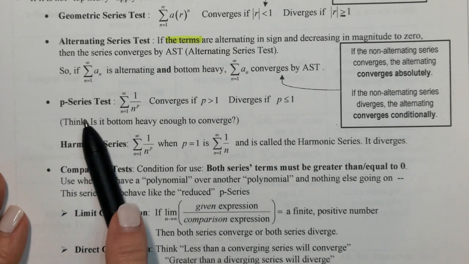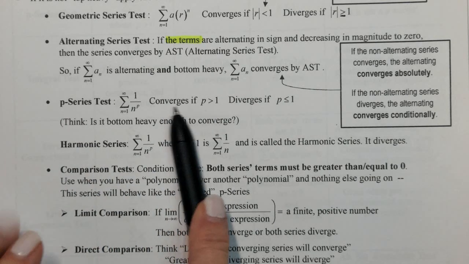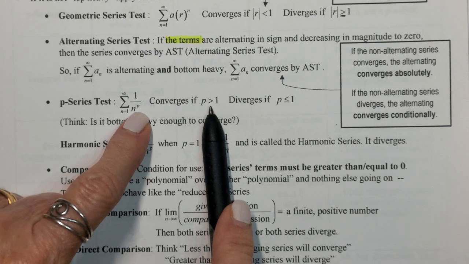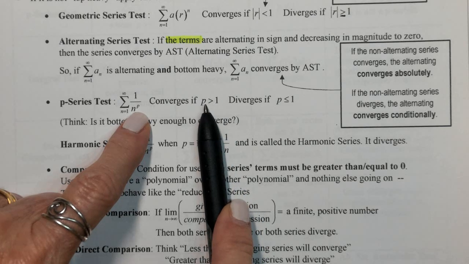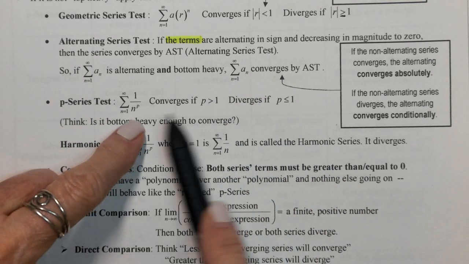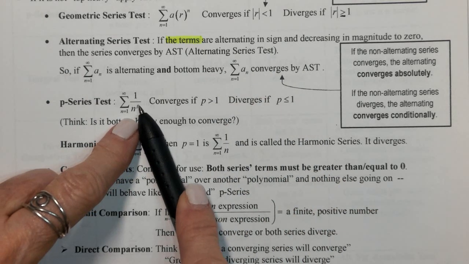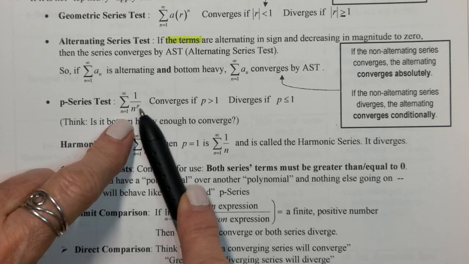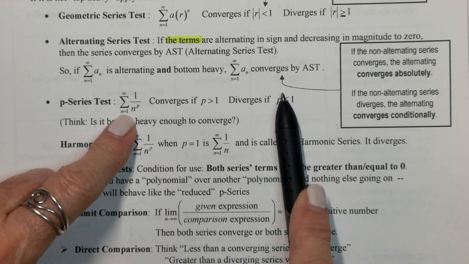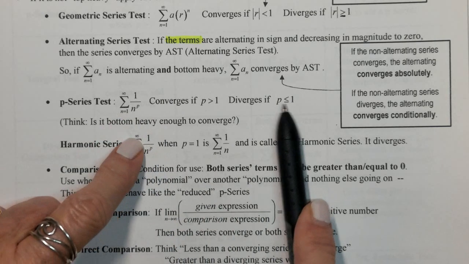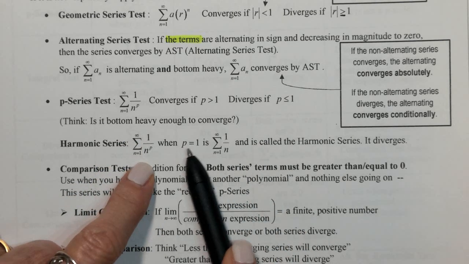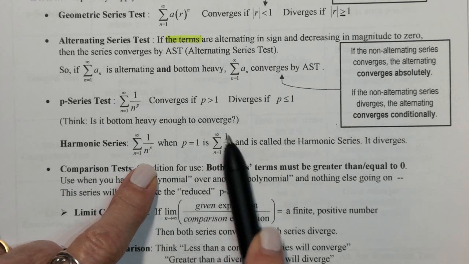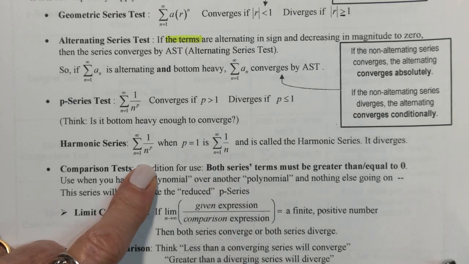P-series test converges if I think of it as if the bottom is big. So what would make the bottom big? The bottom would be big if p was greater than 1. Diverges if p is less than 1. Harmonic series is when p is equal to 1, so this is the harmonic series, and it diverges.